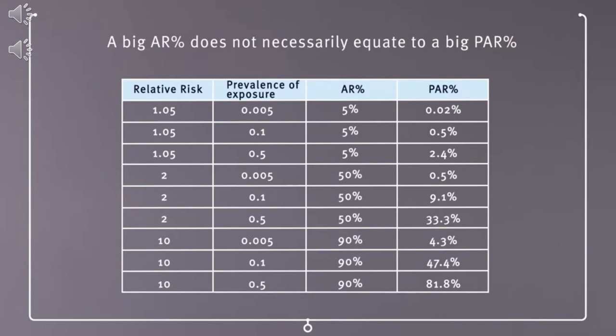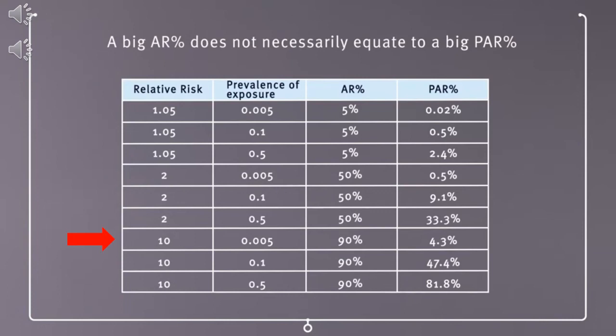A big attributable risk does not necessarily mean a big population attributable risk. Population attributable risk depends on both the strength of the association and the prevalence of the exposure. So we will have a large impact on the population if the association between the exposure and the outcome is strong, and also if the risk factor is common.